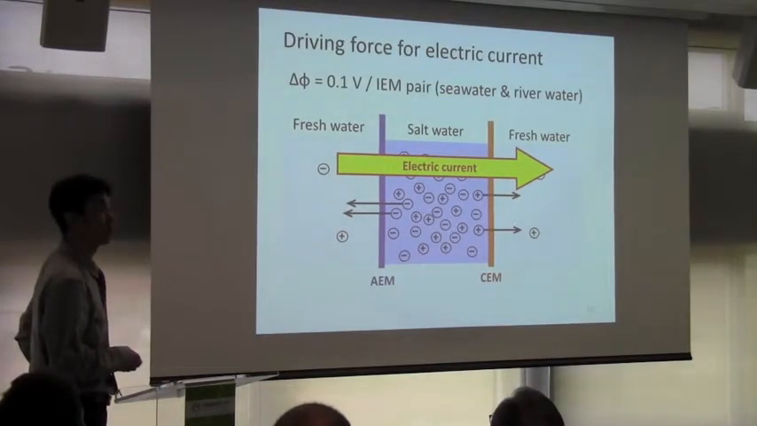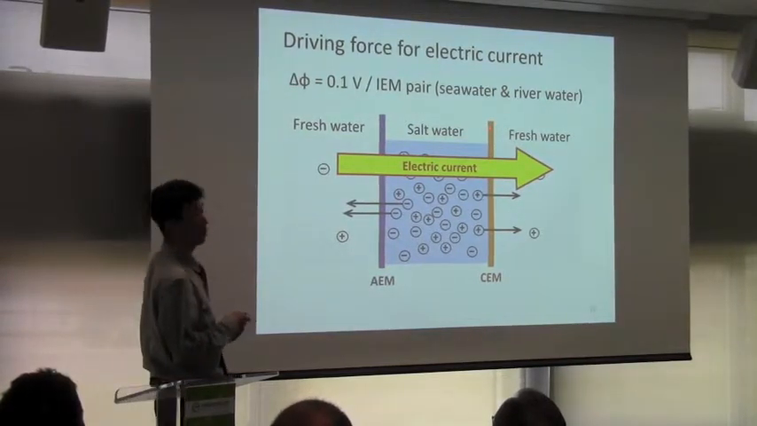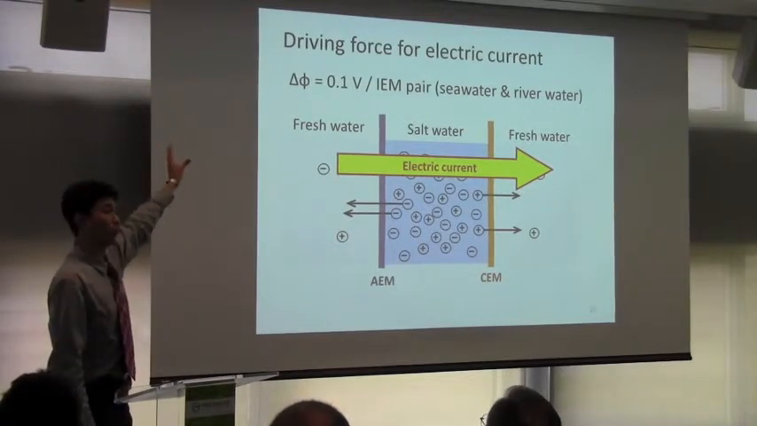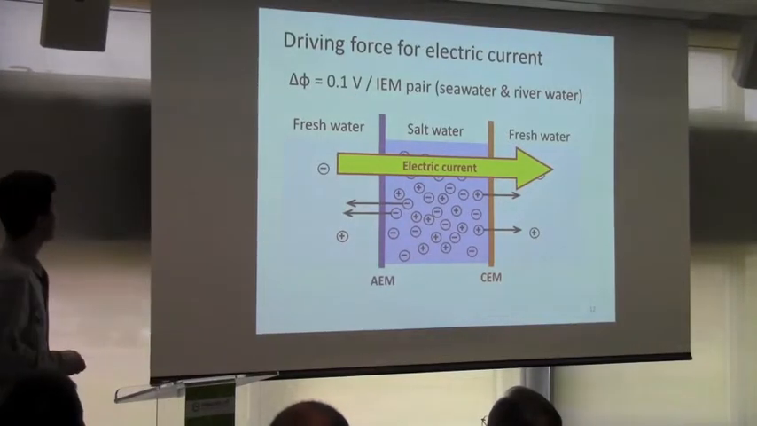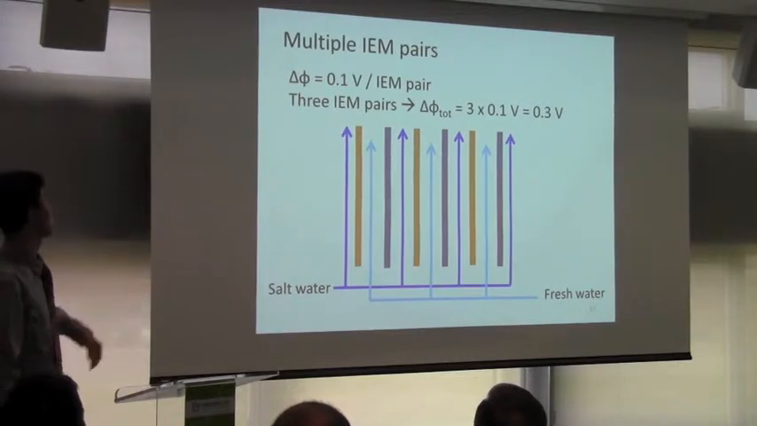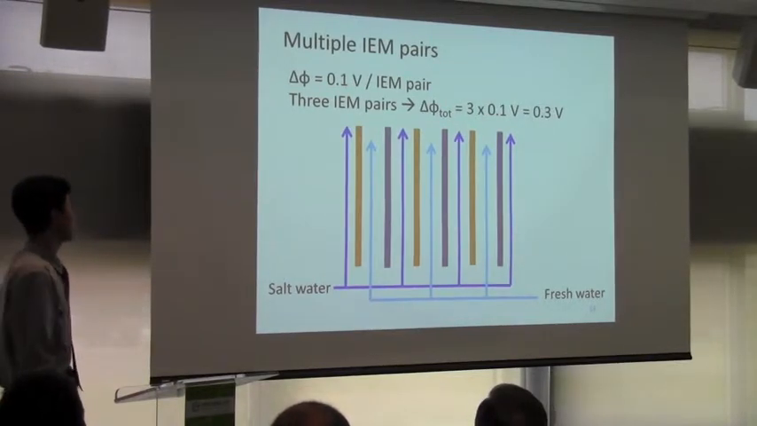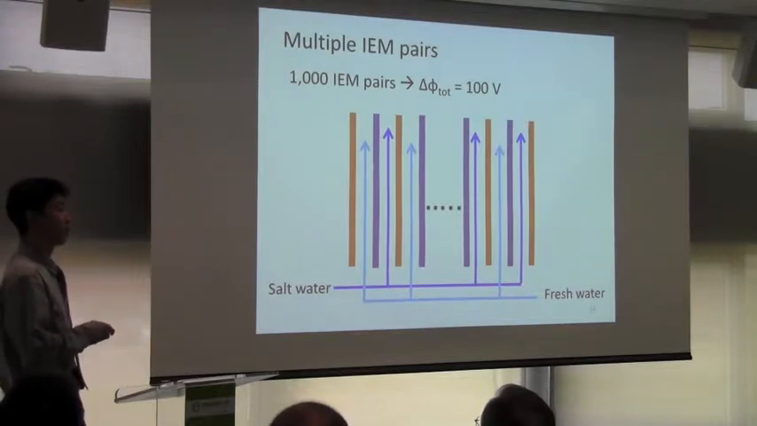Let's have a look at the magnitude of the driving force for electric current. For typical seawater and river water, we assume about 0.1 volts per cation and anion exchange membrane pair. One interesting thing is that if you have multiple pairs of ion exchange membranes, for example 3 pairs, then the resulting total voltage would be 0.3 volts. If you have 1,000 pairs, the voltage would be 100 volts. The bottom line is that there's basically no limit in increasing the total voltage as long as we have a sufficient amount of ion exchange membranes.